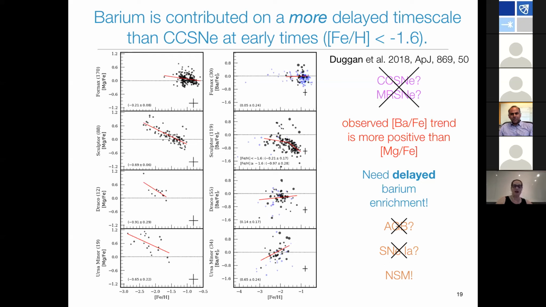Okay. Yeah, so that would be the argument here for Sculptor. And as I said, Ursa Minor and Draco is a much more dramatic evidence.